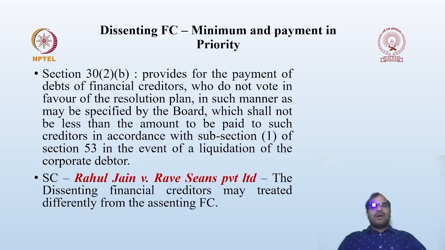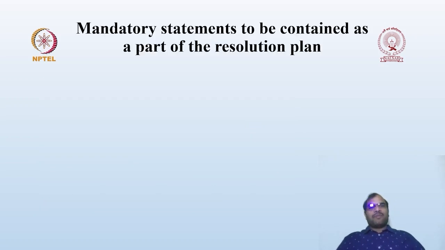In the case of Rahul Jain versus Ravi Scenes Private Limited, the Supreme Court held that the dissenting financial creditors may be treated differently from the assenting financial creditors. Why? Though they both belong to the financial creditors category, one is a dissenting financial creditor and the other is an assenting financial creditor. So the resolution plan can treat both of them separately.